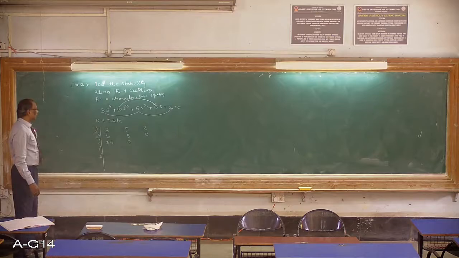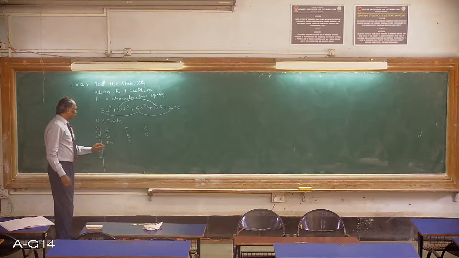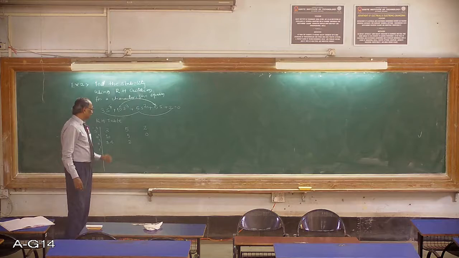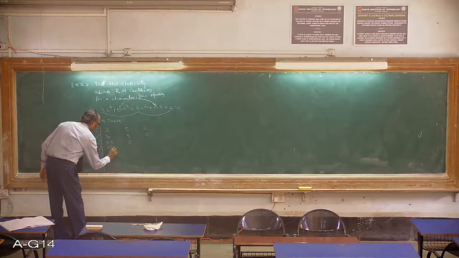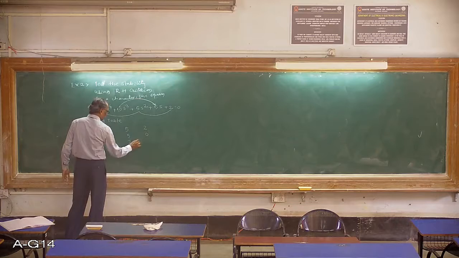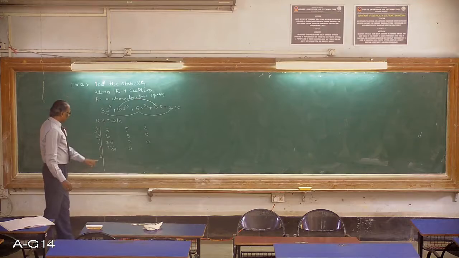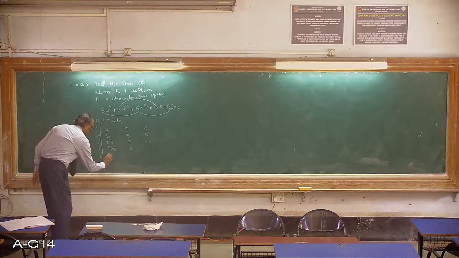Now the next element. The coefficient of this will be 5 into 3.5, 17.5, minus 10 into 2, 20, which is minus 2.5, divided by 3.5. So this will be 2.5 divided by 3.5. Now for the last element, the coefficient will always be the constant term which is there in the characteristic equation. You can write it without any calculation also.